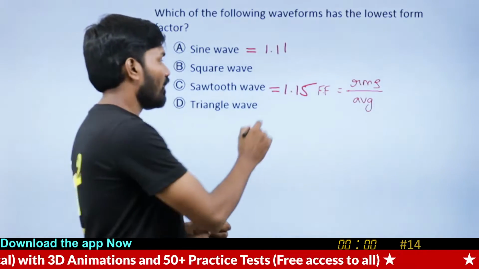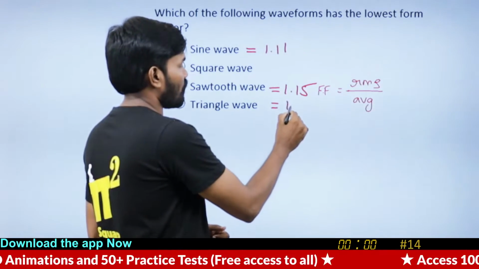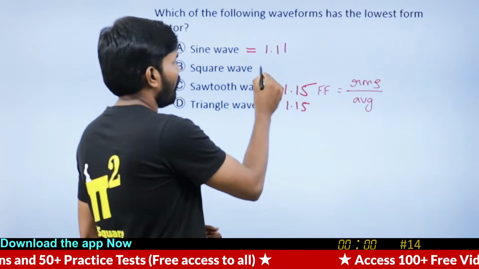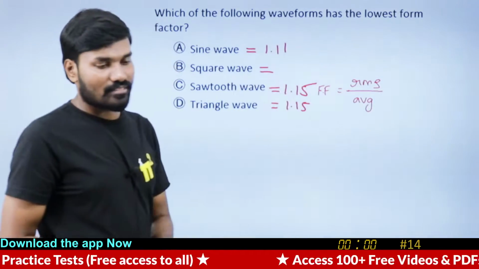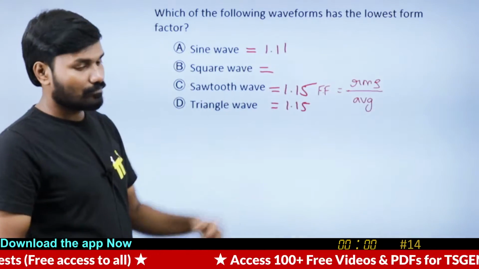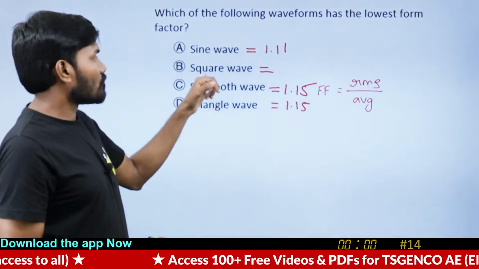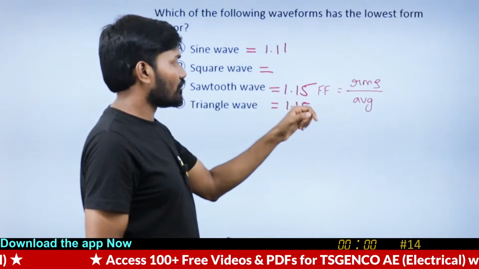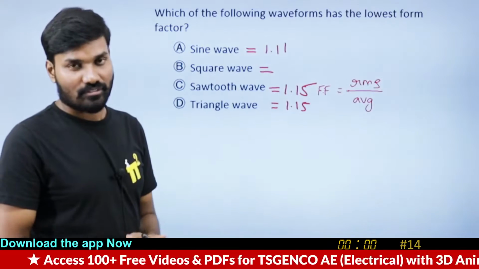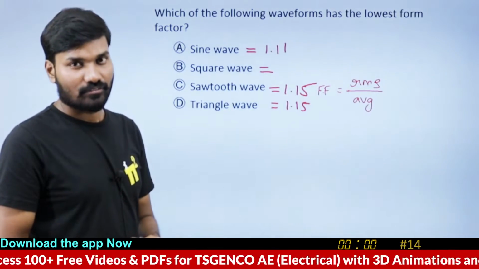1.15. For this also it is 1.15. For square wave, tell me what is the value. What's the value for square wave? See, these things, you should remember these things.